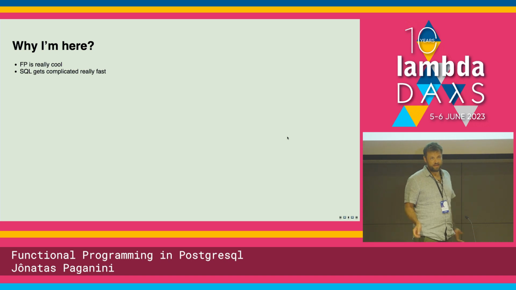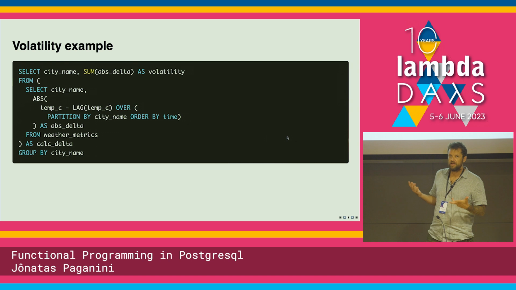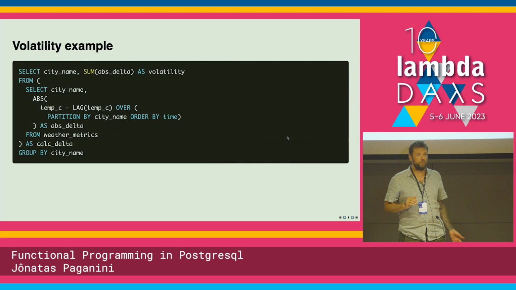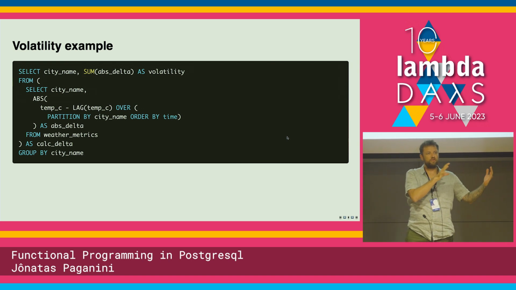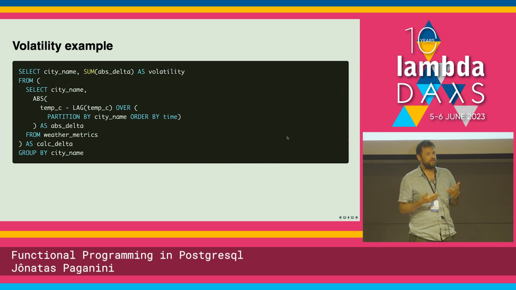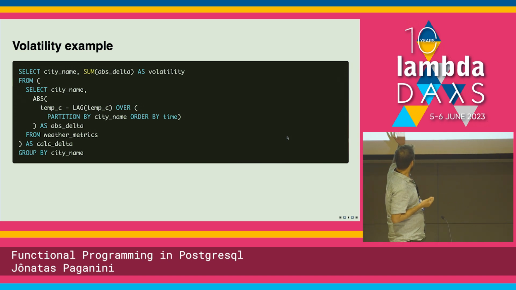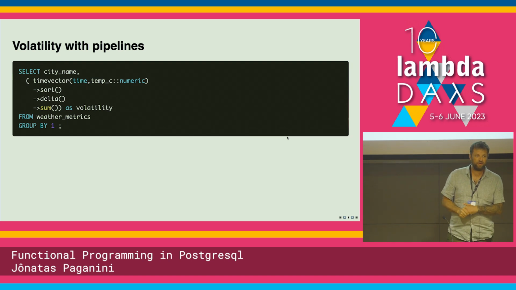SQL can get complicated really fast. So this is the example that we use to try to explain. This is a window function where you use a lag to get the actual element and the previous element, and then you can build a delta between the elements. But this is not very easy to do. And instead of this, you can do this type of functional style with SQL.